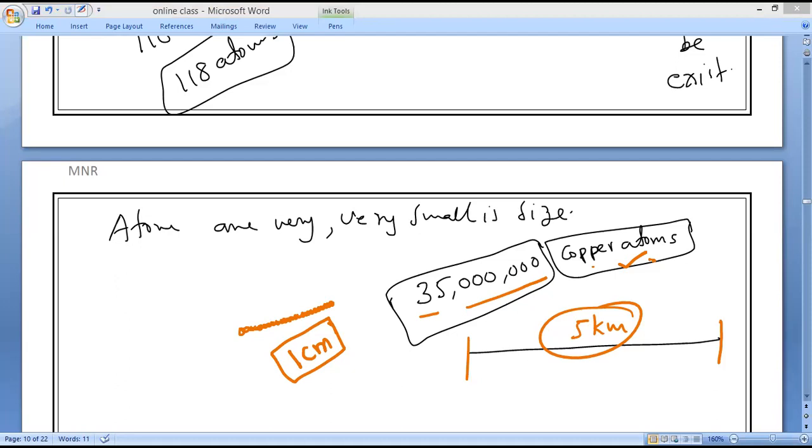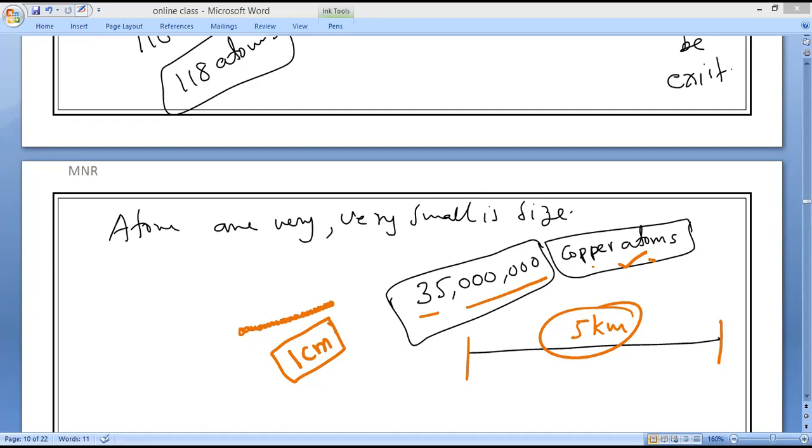So the size of atoms is extremely small, and they are spherical in shape. The size is indicated by the radius, which we call the atomic radius, or the radius of the atom. So how can we measure the size of an atom? The size of an atom is measured by its atomic radius.